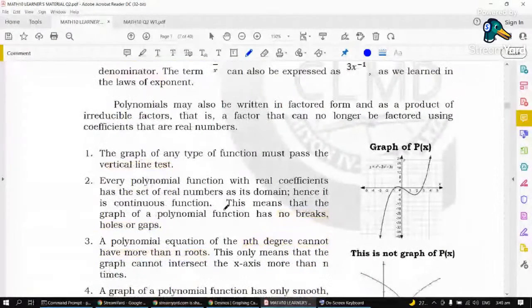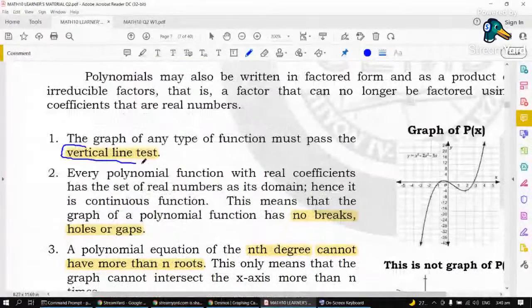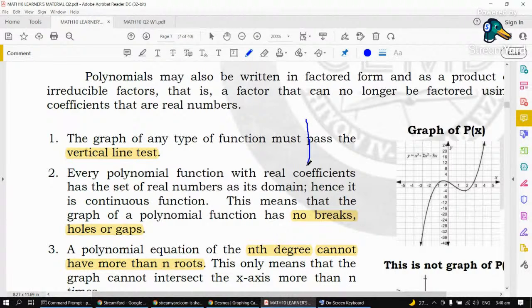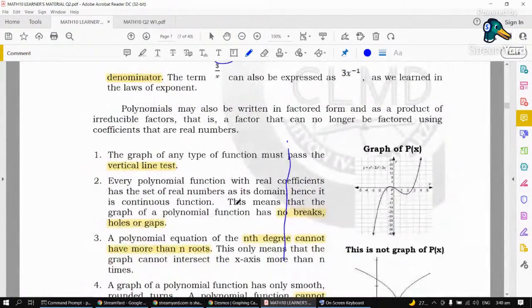So, magagamit din tayo ng vertical line test, no? Ang vertical line is yung line na straight pababa. Okay, so kapag ang graph ay hindi pumasa sa vertical line test, ibig sabihin hindi siya function. So ano bang example ng graph na hindi function? For example, meron kang graph na paganyan.